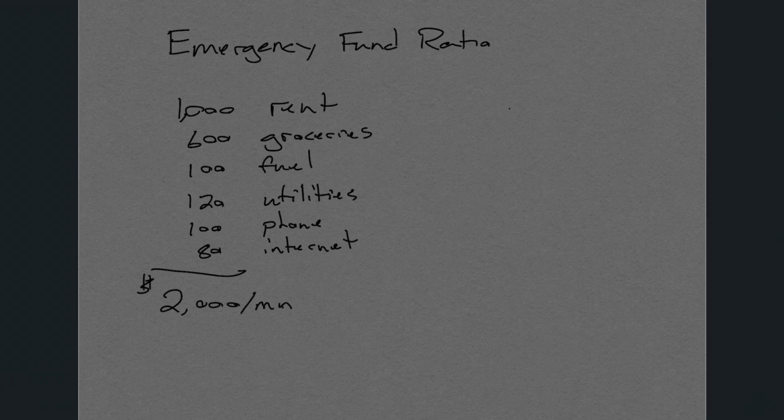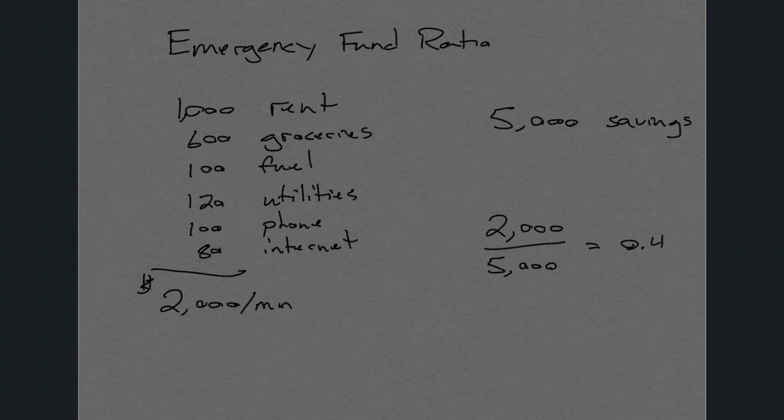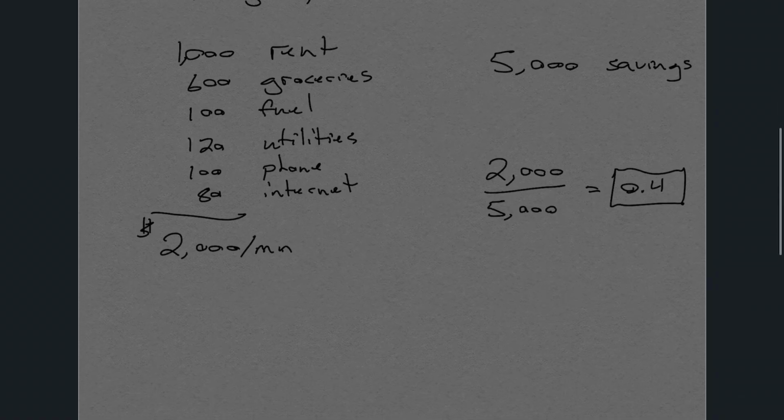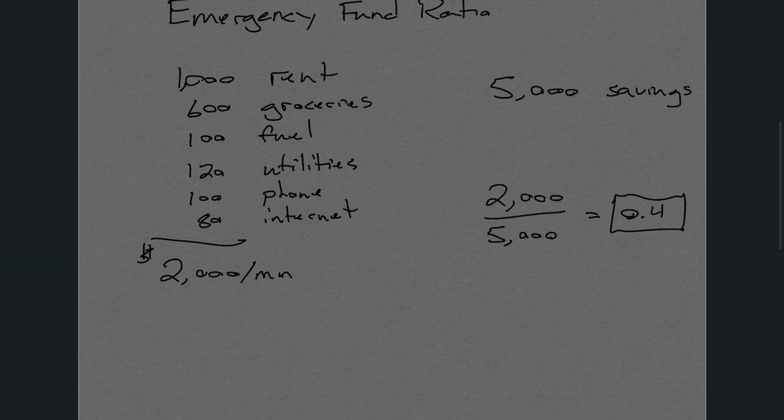In non-discretionary expenses. And so let's say that this person has $5,000 in savings. So then we would take the $2,000 a month and divide it by the $5,000 that they have in savings. And what is that? 0.4. So this right here would be the emergency fund ratio. To simplify this in my own mind, I think of this as number of months. And so this person could sustain the $2,000 a month payments for 2.5 months before they run out of cash.